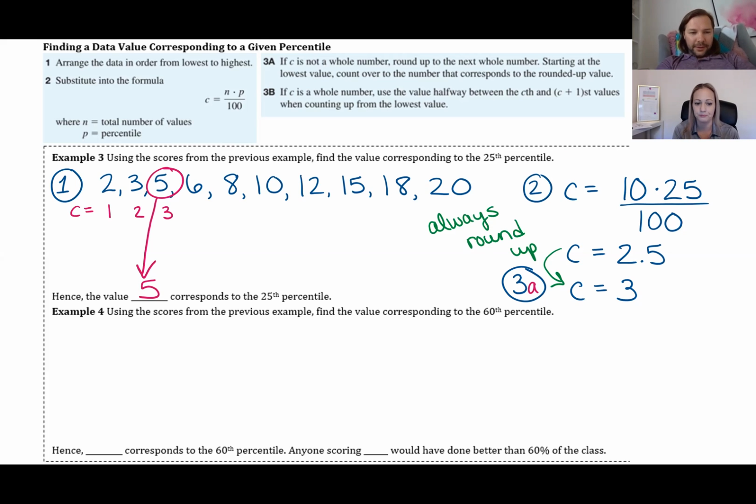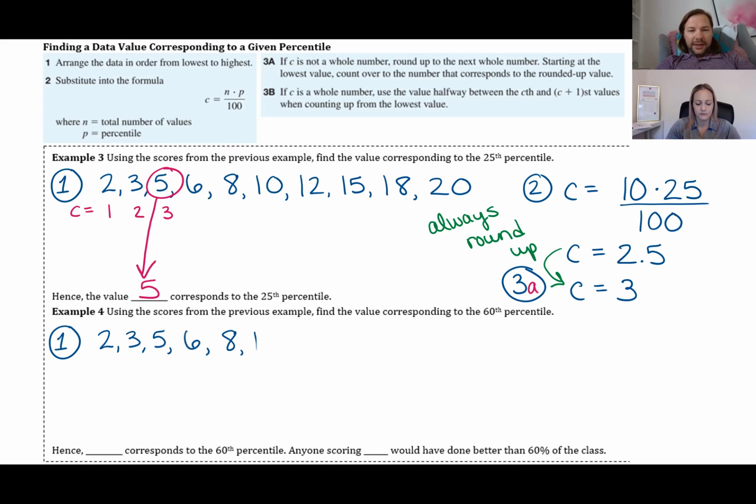Right. Okay, and so I'll try to do example 4 now. Using the scores from the previous example, find the value that corresponds to the 60th percentile. So we're going to do step 1 and 2 exactly like we just did. Step 1 was list all the data points in order.